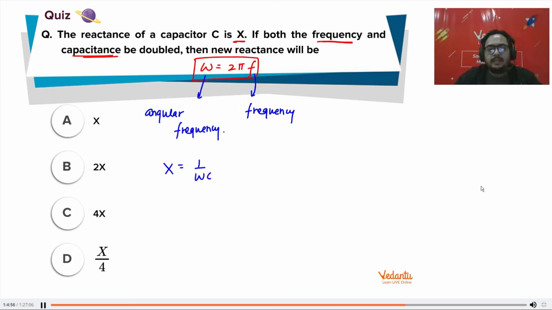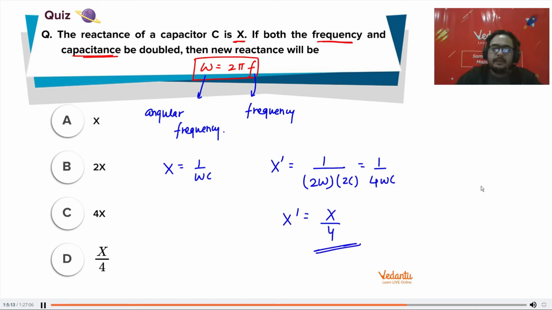So X is 1 by omega C. So X dash will be 1 by, they have doubled the frequency and doubled the capacitance, so it becomes 1 by 4 omega C, and 1 by omega C is X. So X dash becomes X by 4, and that is our answer. Any doubts in this? Let me know.